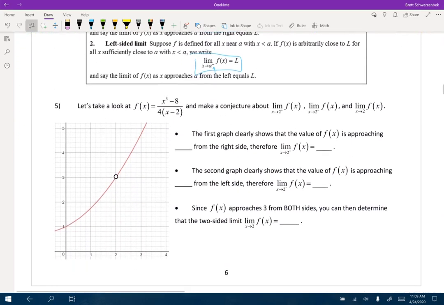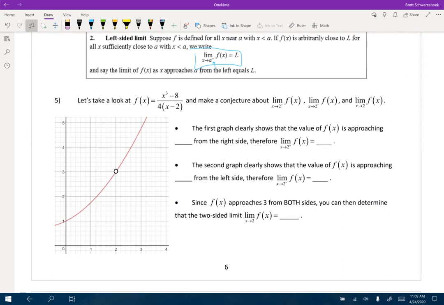Okay, let's go to a problem again, just to verify what's going on here. It says, let's take a look at this function. Again, this looks like a rational function. It says, let's make a conjecture about the right-sided limit as we approach 2, the left-sided limit as we approach 2, which means then the two-sided limit as we approach 2. So right, left, two-sided.